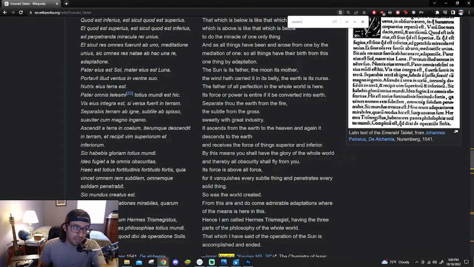But the wind hath carried it in its belly, the earth is its nurse. I mean, the green light travels through the air and is given birth by the earth in all of its living greenery. The father of all perfection in the whole world is here. Its force or power is entire if it be converted into earth.